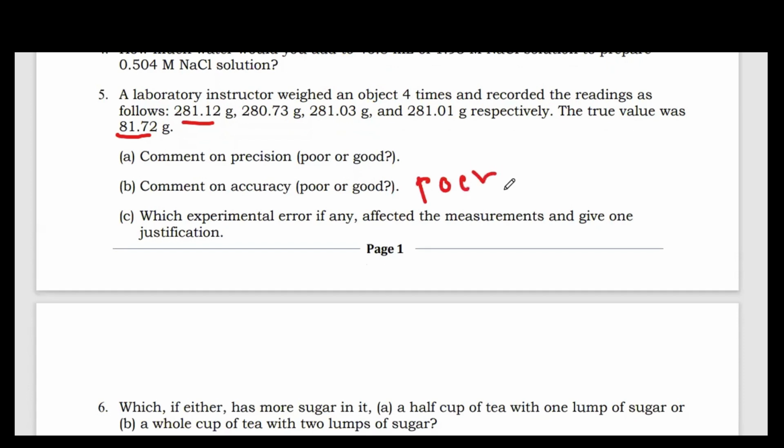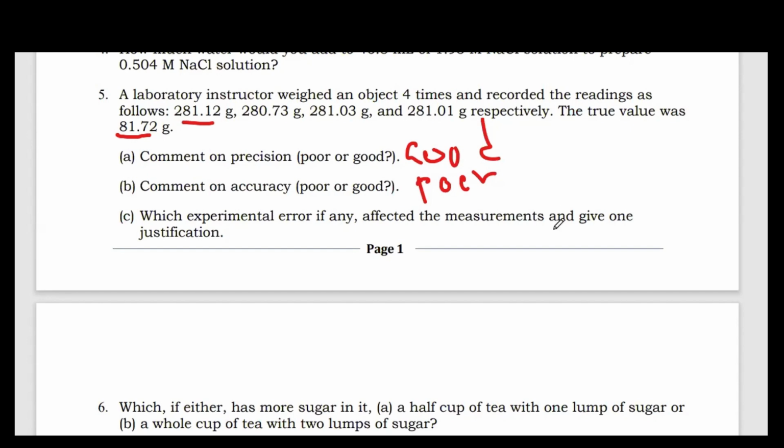And then you give the explanation as I have said. So if you find the average from this, that average will be way above the true value. That will be the explanation there. And then even here, you give the explanation. And then C, they're saying which experimental error, if any, affected the measurements and give one justification.